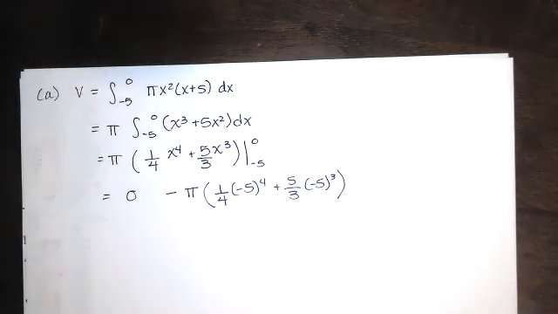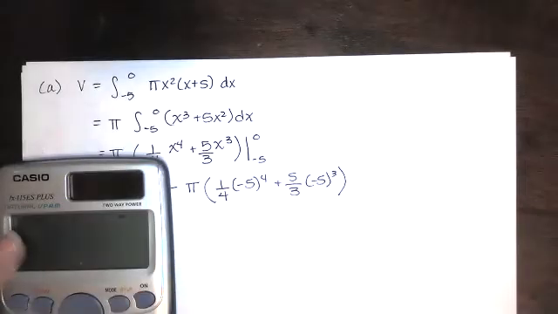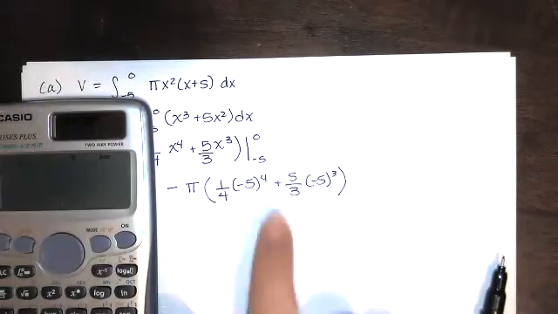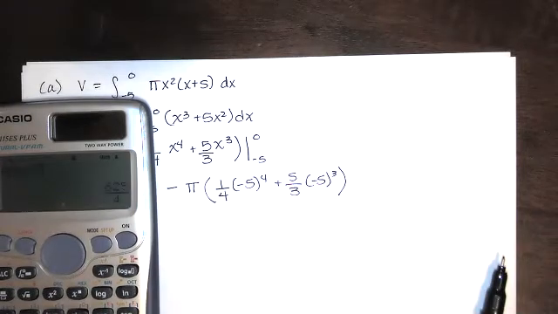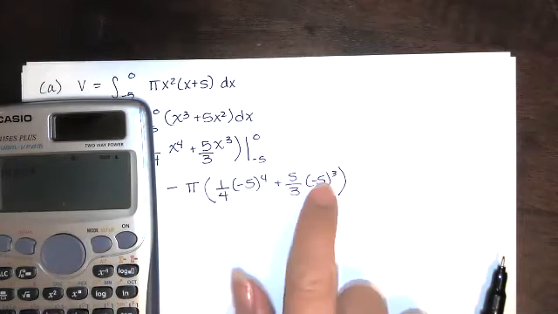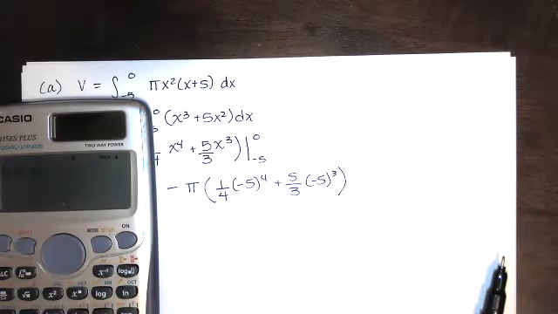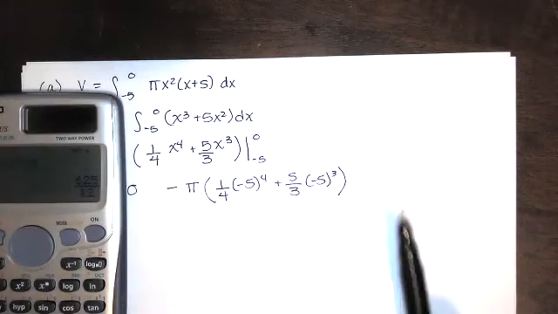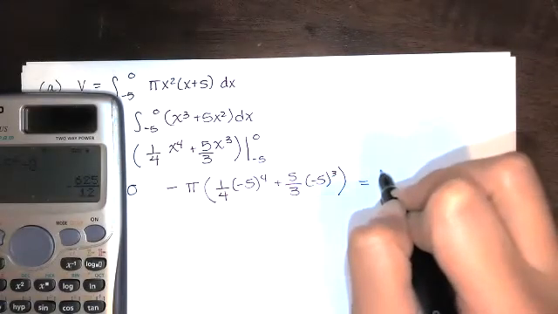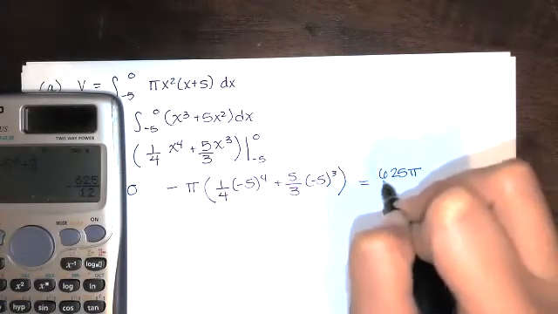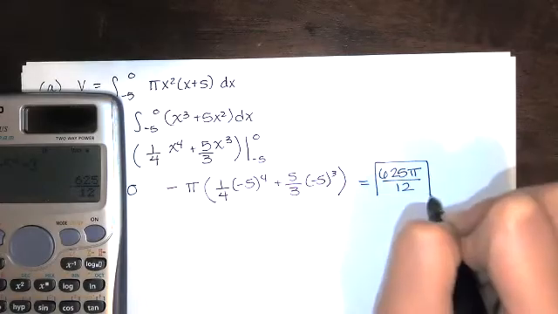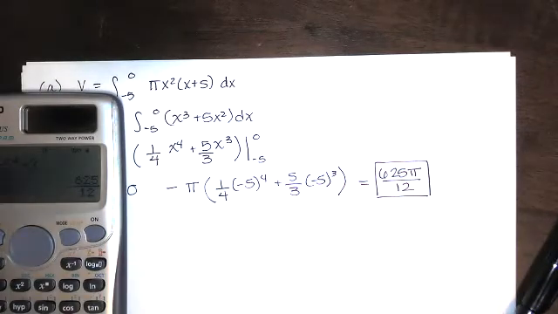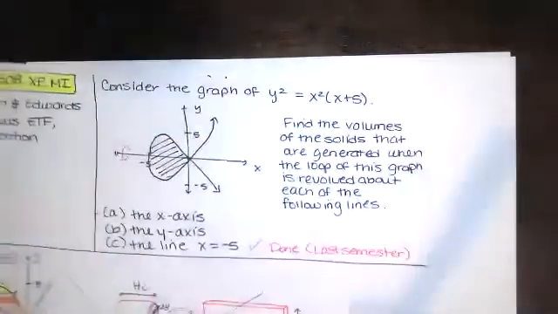And we'll use a calculator for the arithmetic. So that's -5 to the 4th, which is the same as 5 to the 4th, divided by 4, minus 5 to the 4th divided by 3. So I get a negative number, but then I multiply it by -pi, and I get 625 pi over 12. So that was part A.